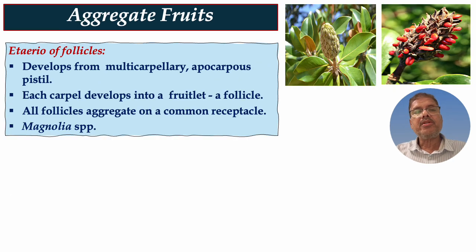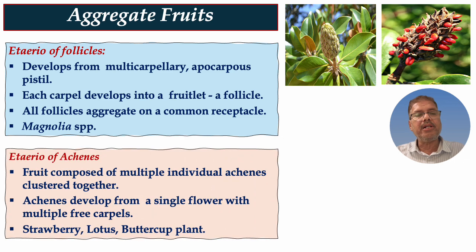Aggregate fruits develop from a single flower having an apocarpous pistil. Each of the free carpels develops into a simple fruitlet. A collection of simple fruitlets makes an aggregate fruit. The etaerio of follicles is an aggregate fruit formed from a single flower that has multiple free carpels. Each individual carpel develops into a separate fruitlet called a follicle, and these follicles then aggregate together on a common receptacle. The example is magnolia, which produces cone-like aggregates of follicles.